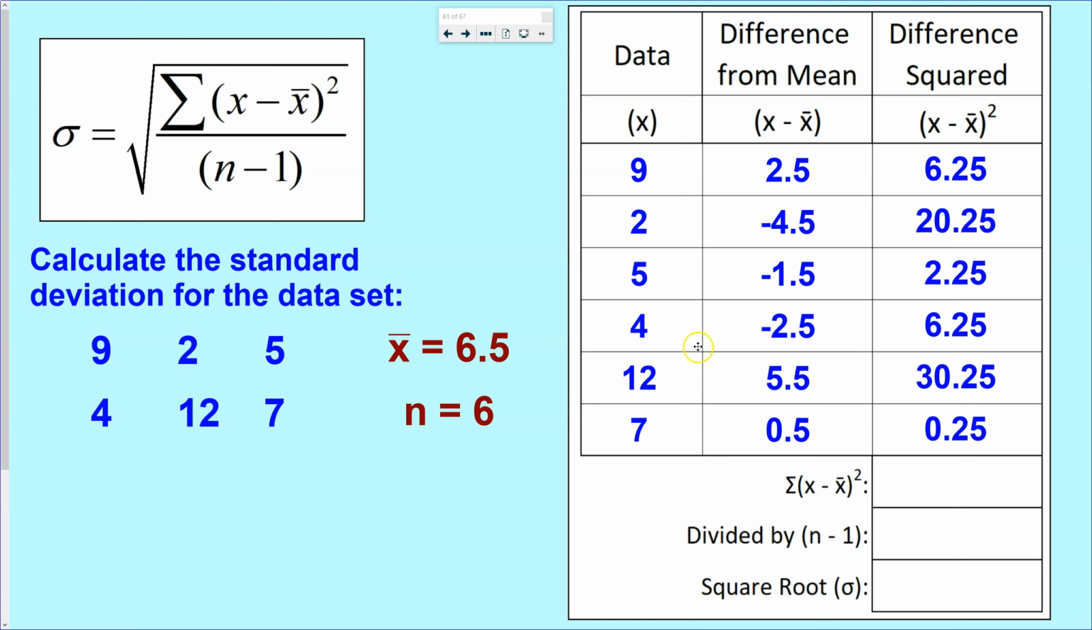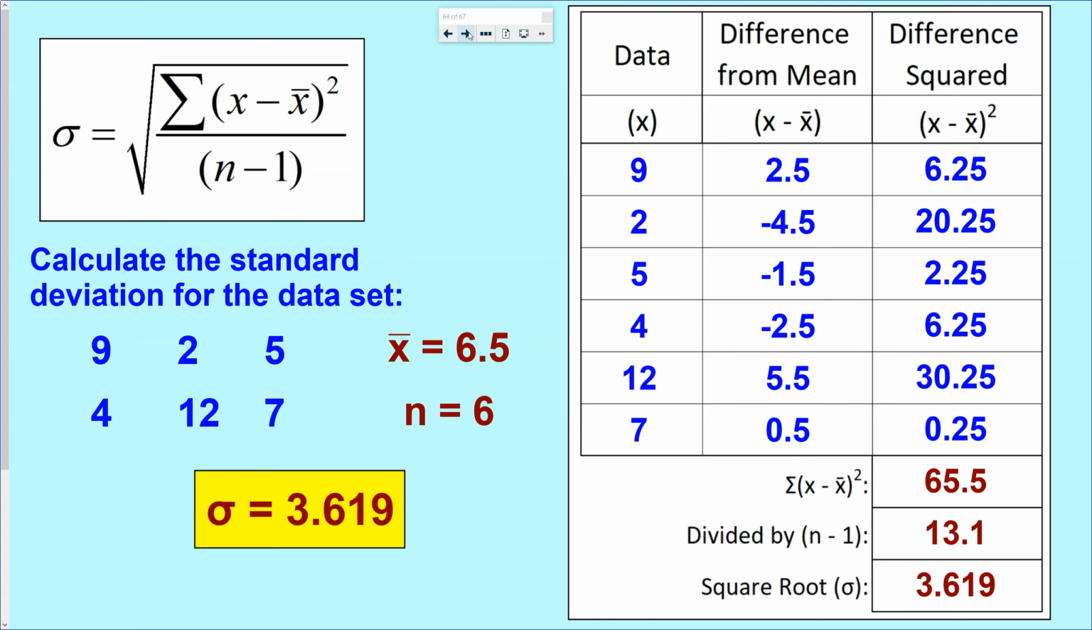Now we've got to add all those up. Notice how many opportunities you have to make a typo on your calculator if you're doing this by hand. So be careful as you do this. Add all those numbers up. You'll get 65.5. We're going to divide it by n minus 1. This time there were 6 items, so we're going to divide by 5. So we get 13.1, and then our last step is to take a square root of that number, and we will get 3.619. So that means that all the data, or most of the data, was within 3.6 units of 6.5.